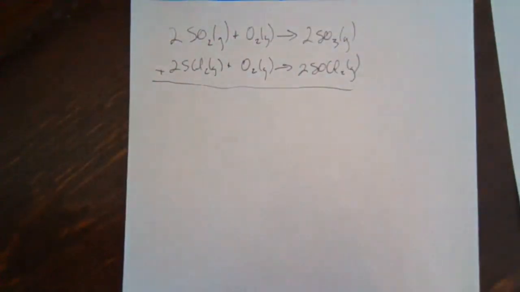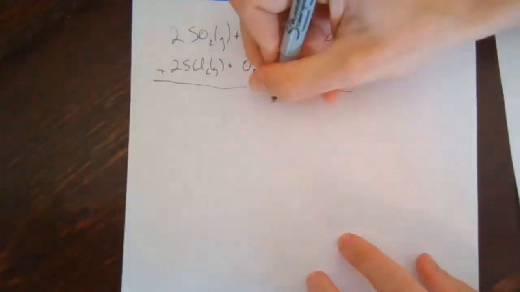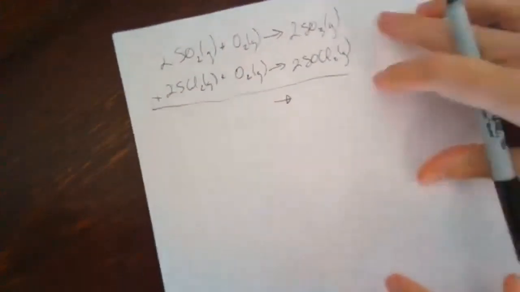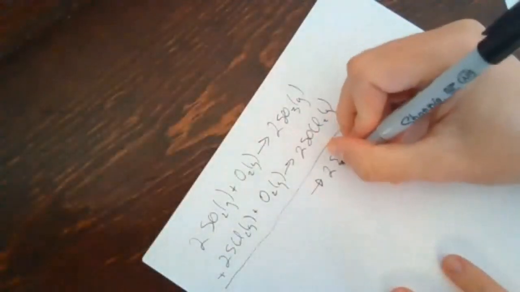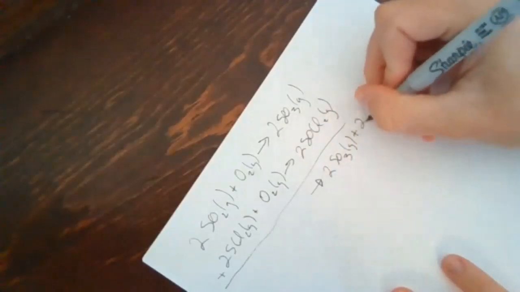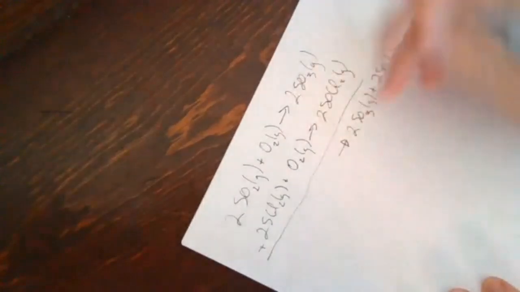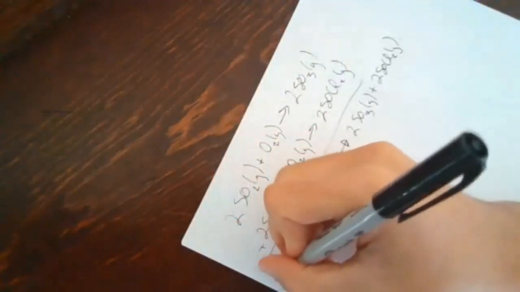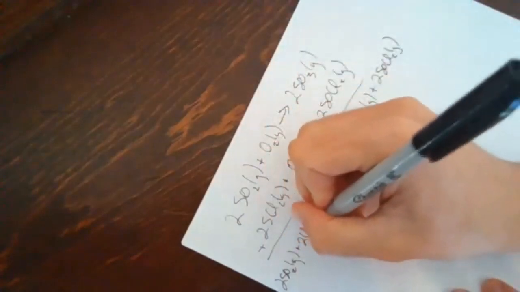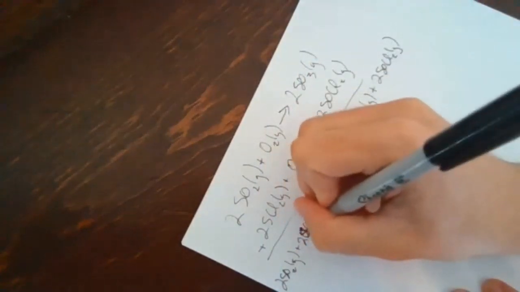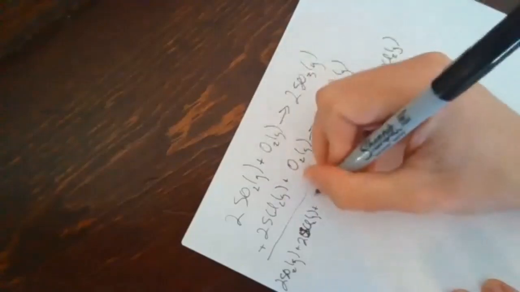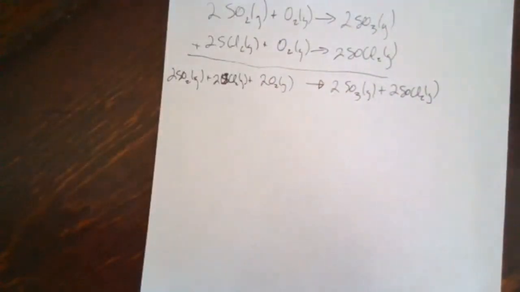I'm going to add them together. And we know for adding together, draw an arrow. All my reactants stay reactants. All my products stay products. SOCl2 gas. So just move all those. I got the 2SO2 gas plus 2SCl2 gas, plus, I'm going to combine those, 2O2 gas. Wonderful. So if I add those two reactions together, this is what I get.